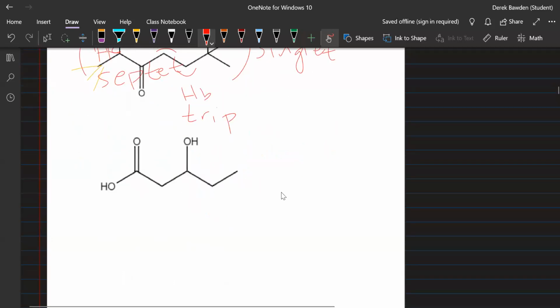Let's do this next one. And again, it's very clear on the key. I apologize, I'm having to draw with my finger, but we're making the most of it. All right, so we have HA here. How many neighbors does it have? 0, right? No neighbors, nothing within 3 sigma bonds, so this is going to be a singlet.